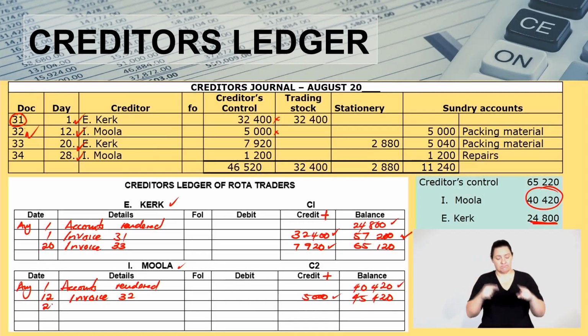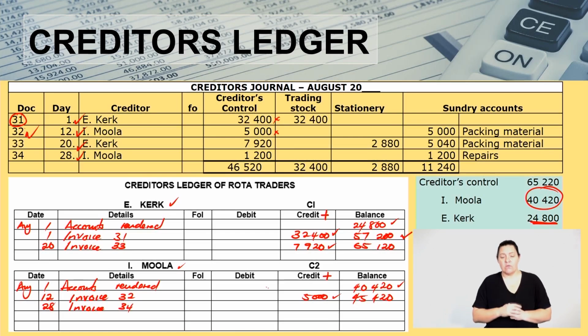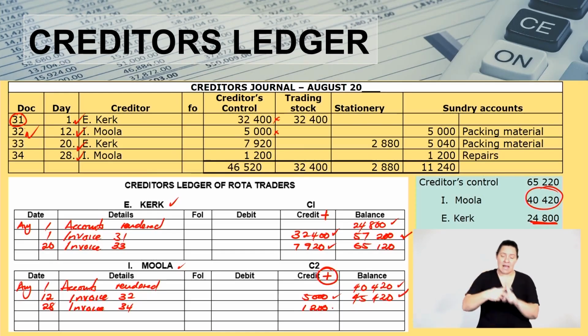Okay? Then the last one is on the 28th, Aimula. So I'm going to come here on the 28th. Then I have another invoice. And the invoice is number 34. And how much is that invoice for? 1,200. So I'm coming here, 1,200. Remember, plus. So it's 45,420 plus 1,200. In your calculator, how much do you see, guys? 46,620.